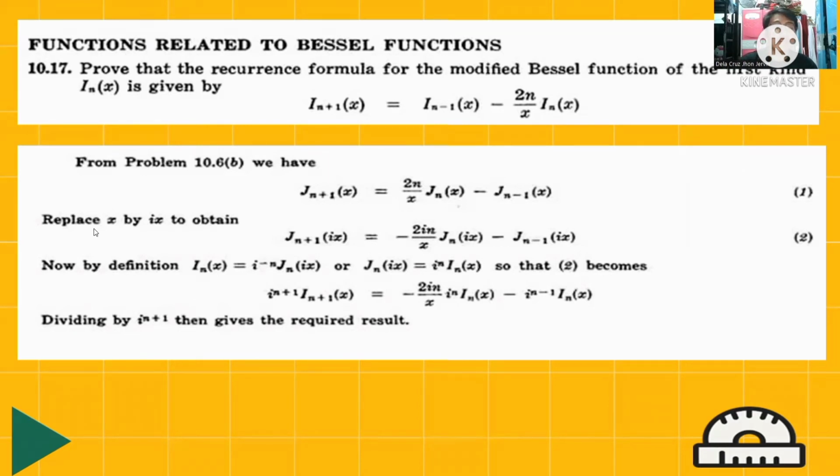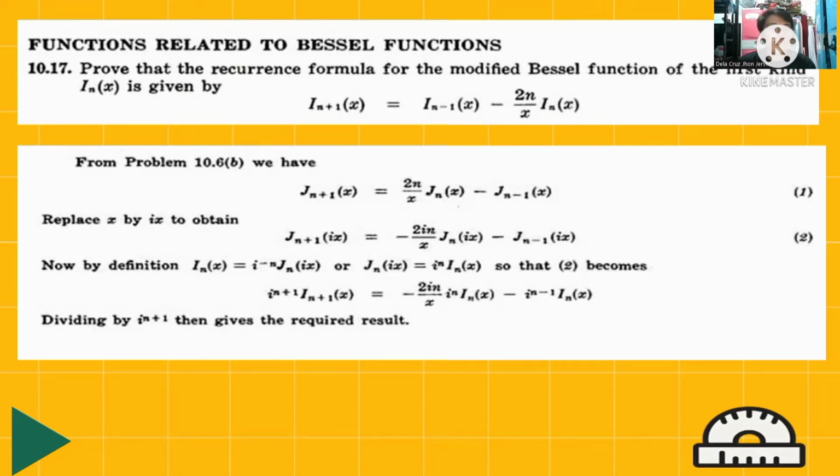Here we replace x by ix. We obtain J_{n+1}(ix) equals negative 2in/x J_n(ix) minus J_{n−1}(ix). That is equation 2.